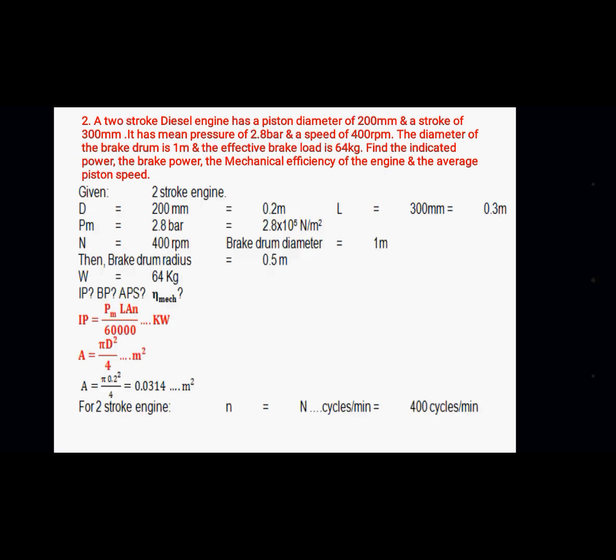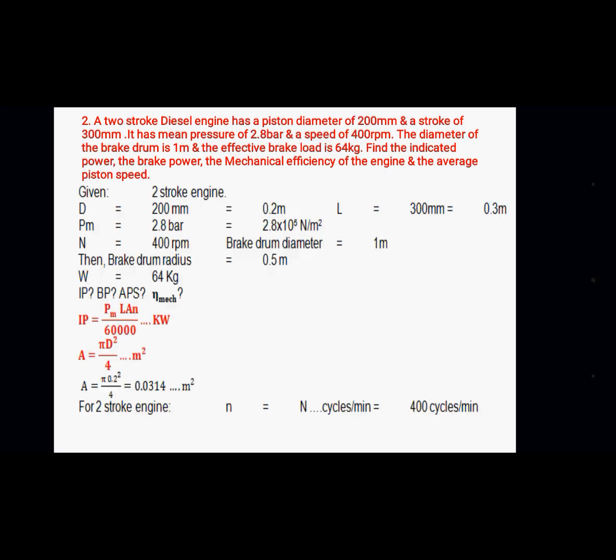So this is a statement of the problem. Hope you read all this statement. You will read the entire statement of the problem. So note down all the given parameters. The first observation is you should note down whether it's a 2-stroke engine or 4-stroke engine, because based on this 2-stroke or 4-stroke you have to decide on the small n value.